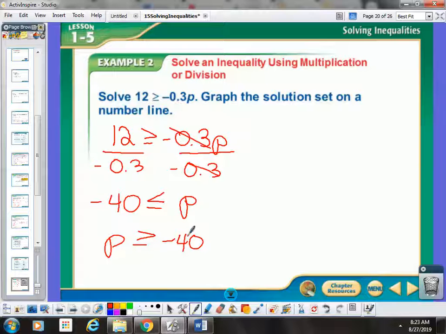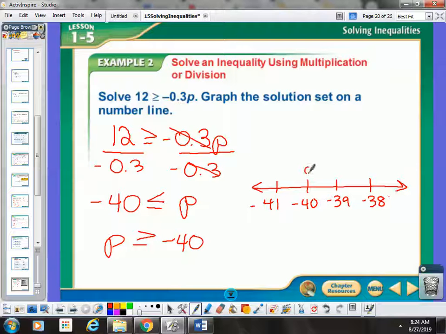So real quick, we can graph this on a number line. At negative 40, on my number line, will that be an open or a closed circle? It will be a closed circle. In what direction is my graph going to go to show all the numbers greater than or equal to negative 40? To the right. I'm looking at this symbol here. Pointing to the right, that's the direction my graph is going to go.